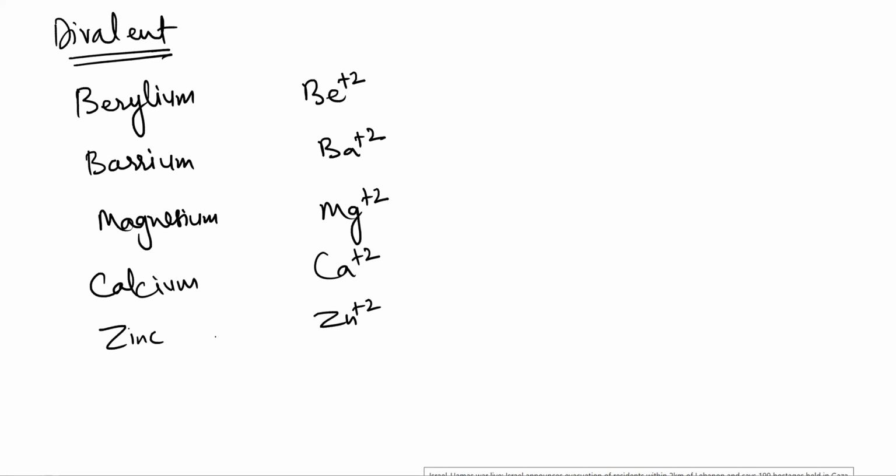Done. Then zinc is Zn2 positive. Beryllium, magnesium, zinc. Okay. Then lead. Lead is Pb2 positive. Okay. Then cupric, which we have also written in the previous one. I am writing cupric again here. Cupric is Cu2 positive. Okay.